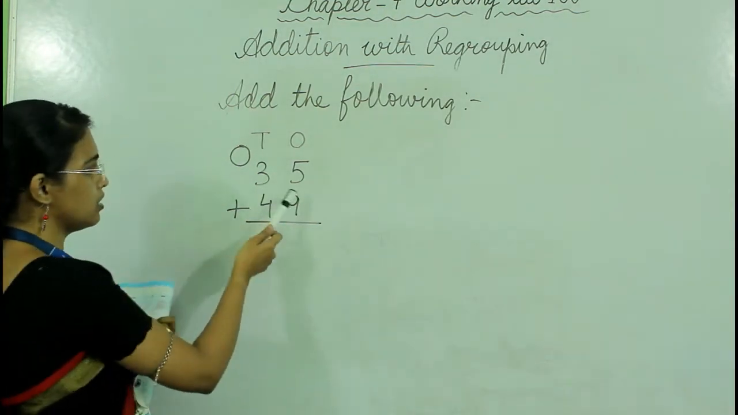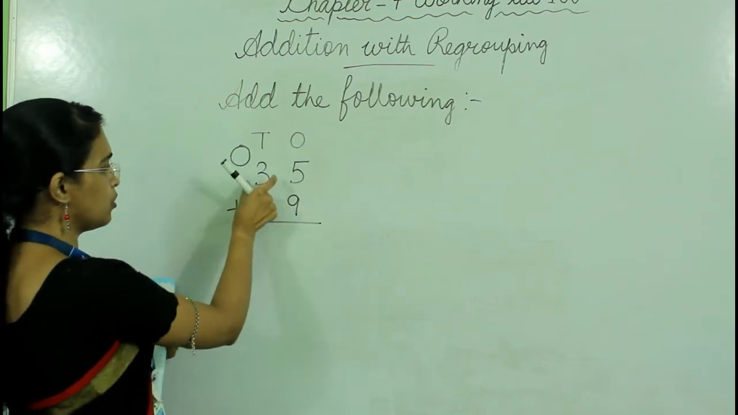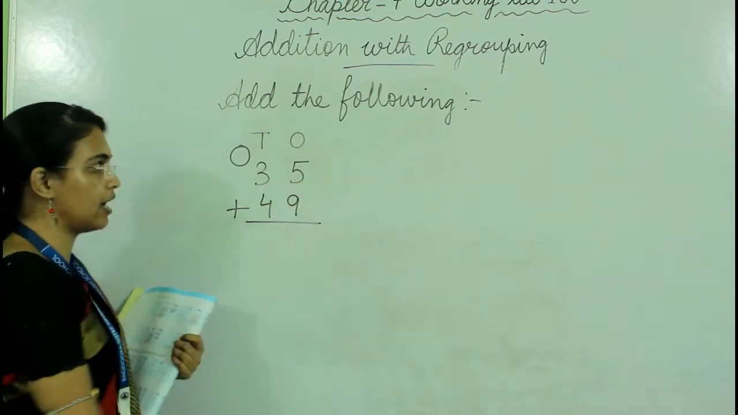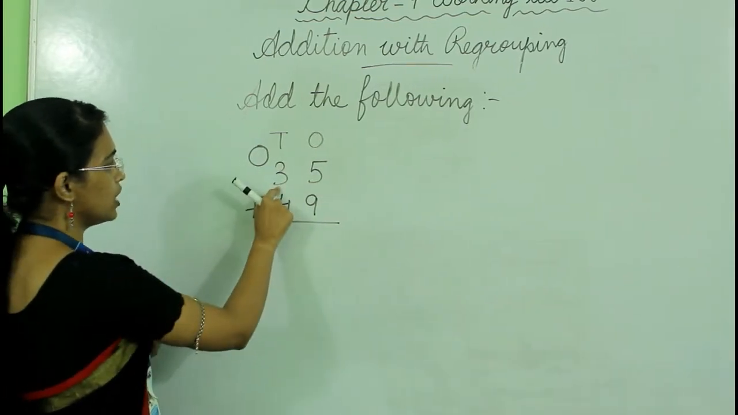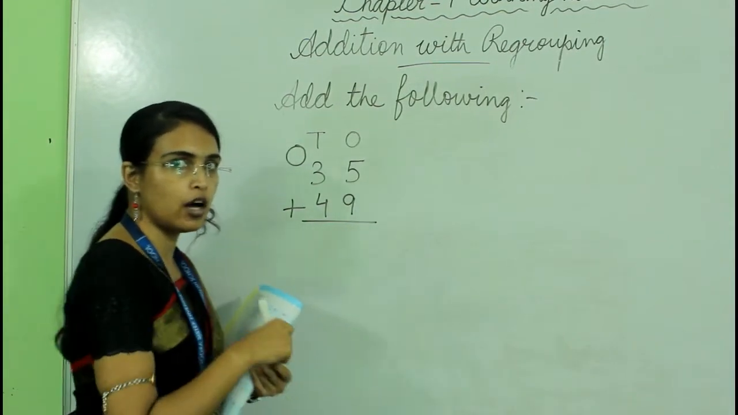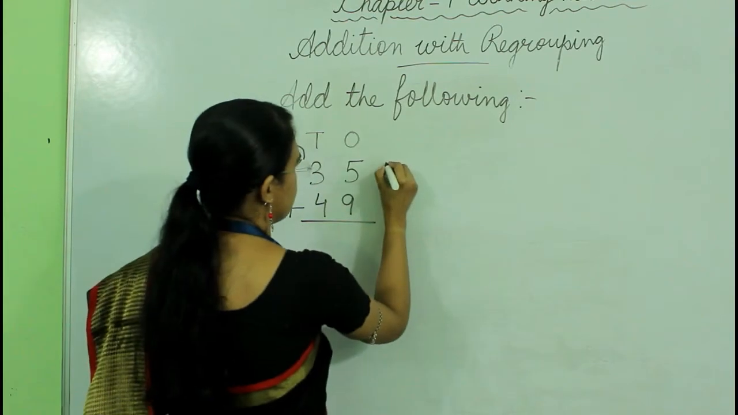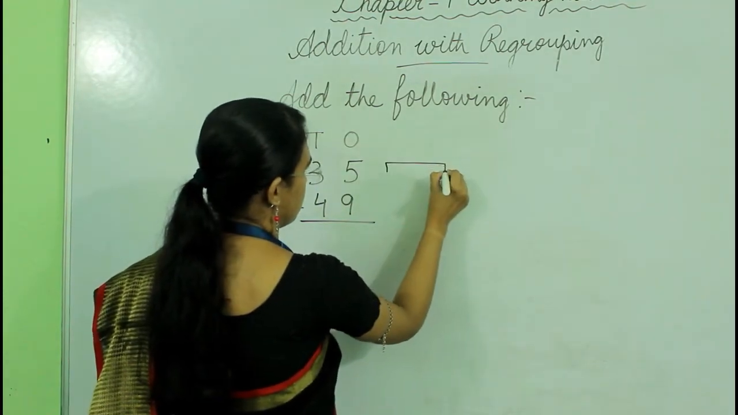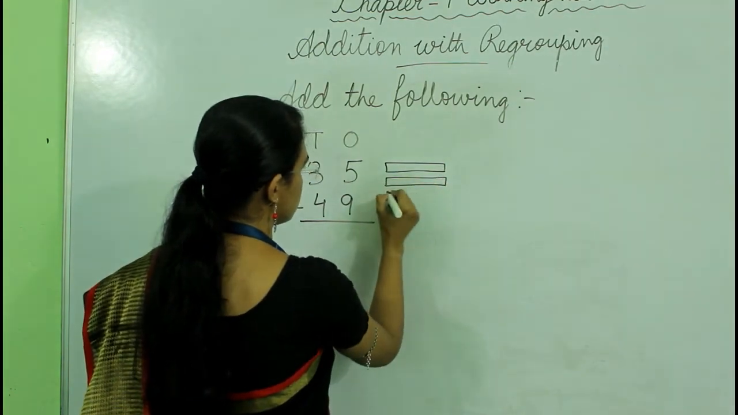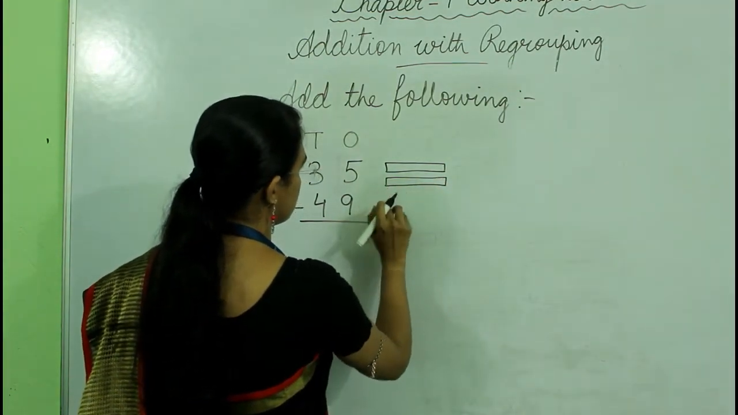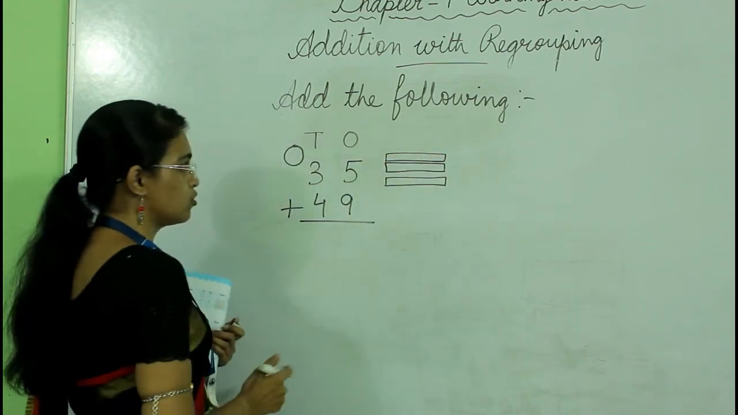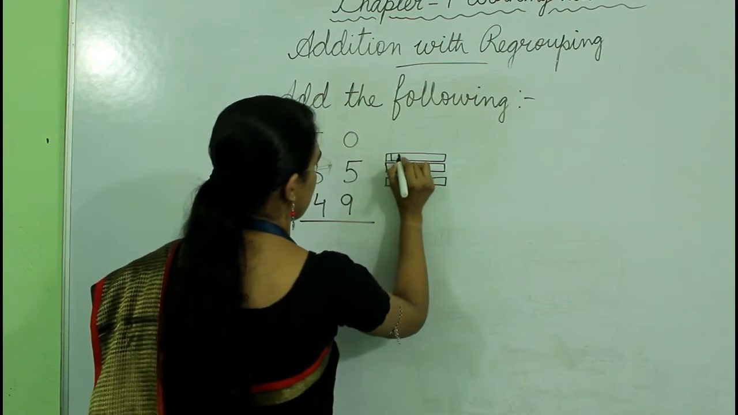We have to use these numbers and draw the groups and blocks according to their place. So 3 is in which place? Tens place. So how many groups do we have to draw? 3 groups. 1, 2, 3. We have to draw 3 groups and each group has 10 blocks.